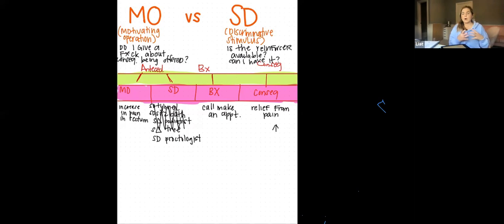So the MO is that background information that's going to change the value of the consequence, right? And the SD is, in that moment, what is signaling reinforcement available?